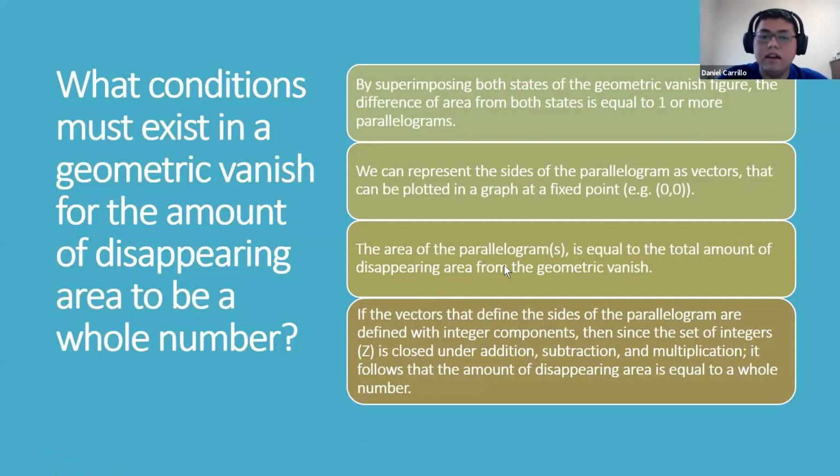We can represent the sides of the parallelogram as vectors that can be plotted in the graph at a fixed point. So for example, 0, 0, which is the origin point. The area of the parallelogram is equal to the total amount of disappearing area from the geometric vanish. And if the vectors that define the sides of the parallelogram are defined with integer components, then since the set of integers is closed under addition, subtraction, and multiplication, it follows that the amount of disappearing area is equal to the whole number.